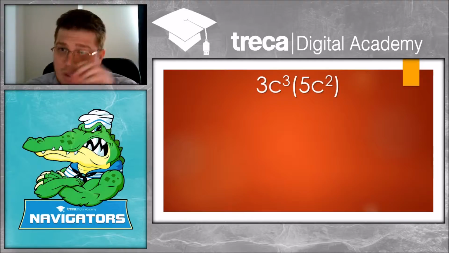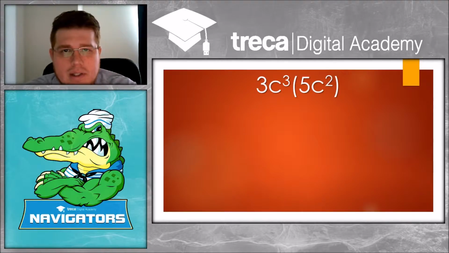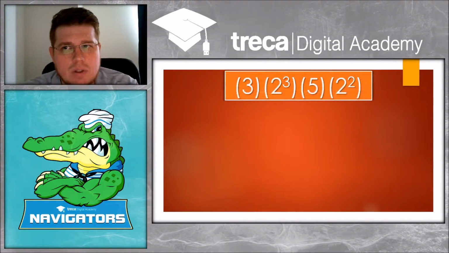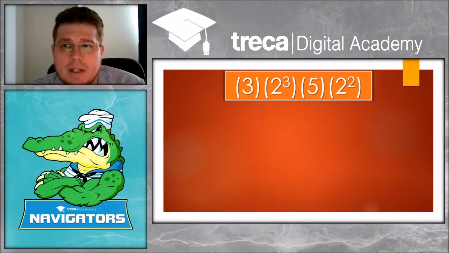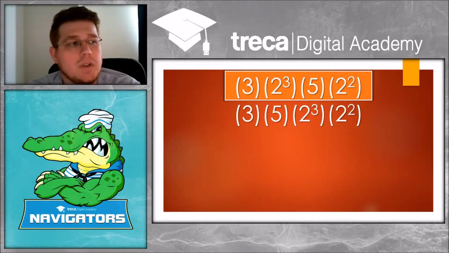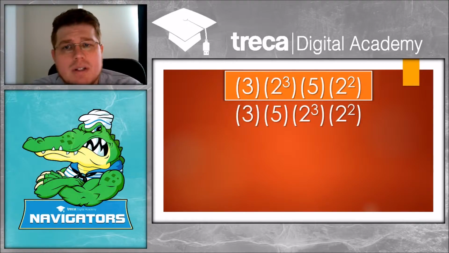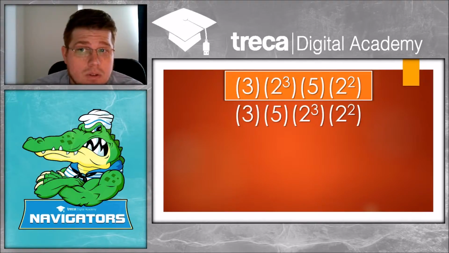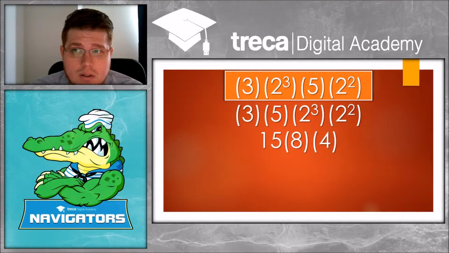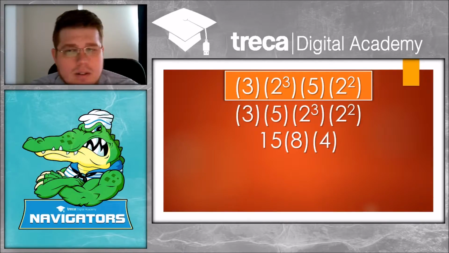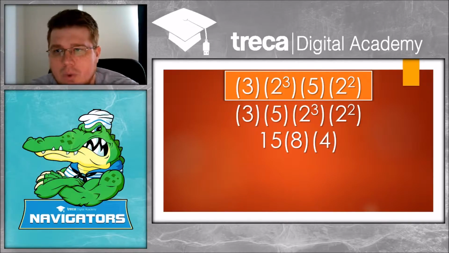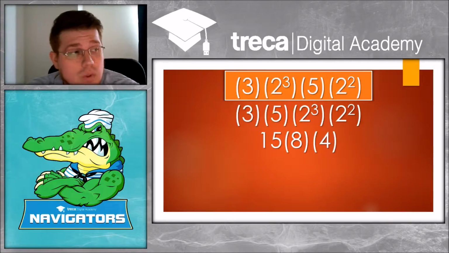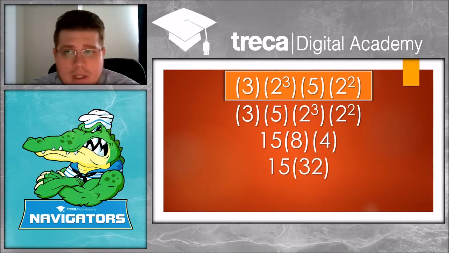What I'd like to do though is think about this with a more concrete example. We're going to replace the c with 2's. Now we have 3 times 2 cubed multiplied by 5 times 2 squared. Since multiplication is commutative, I'm going to put my terms with 2's together and my other constants together. Now we've got 3 times 5, which gives us 15. 2 cubed gives us 8, and 2 squared gives us 4.